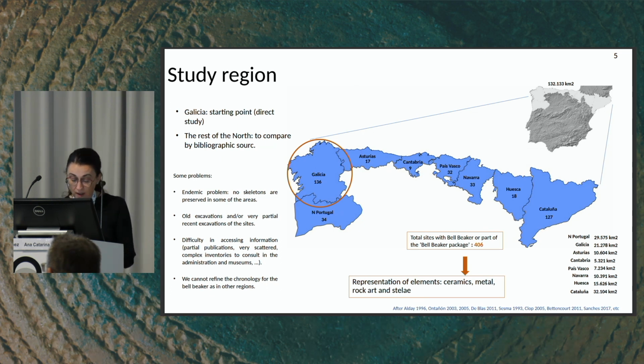We must highlight four issues that are important to understand the archaeological record in this region. The first is the endemic problem: no skeletons are preserved in some areas in Galicia. Excavations of sites are very partial and recent, and we have a lot of difficulties in accessing information. And finally, we cannot refine the chronology for the Beakers as in other regions. Despite this, we can gather interesting information for this presentation.